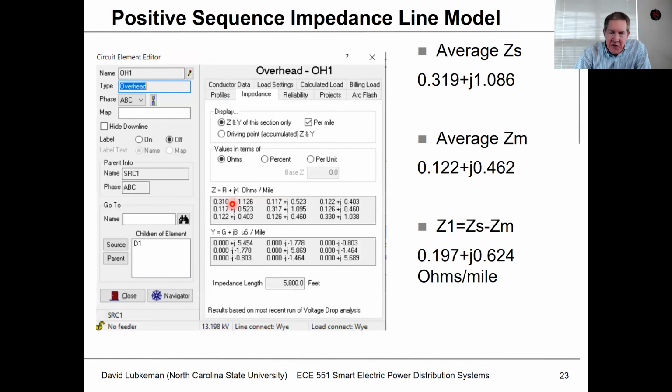Unfortunately, WindMil doesn't give that to me directly, so what I need to do is take the average of the diagonal terms. That gives me a self-impedance. I take the average of the off-diagonal terms. This gives me a mutual impedance. It's like I'm transposing the lines. And then Z1 is going to be ZS minus ZM. And so the value for the line impedance is 0.197 plus j0.624 ohms per mile.